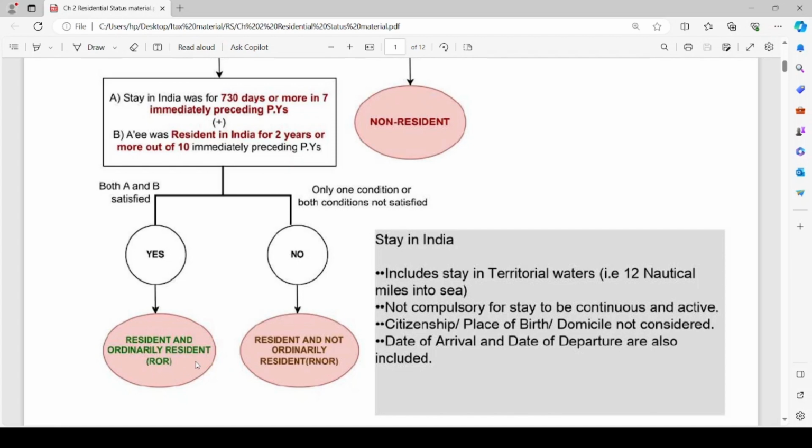If only one condition is satisfied, that is either A or B is satisfied, or both A and B conditions are not satisfied, in such a case, the person is considered to be resident and not ordinarily resident, RNOR.